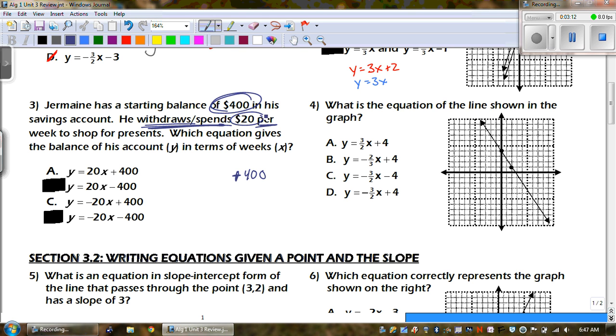Now the next part says that he spends. If he's spending it, is he gaining money or losing money? He's losing money, so that's 20 per week. That's our slope, so negative 20x. So y equals negative 20x plus 400, which gives us an answer of C.